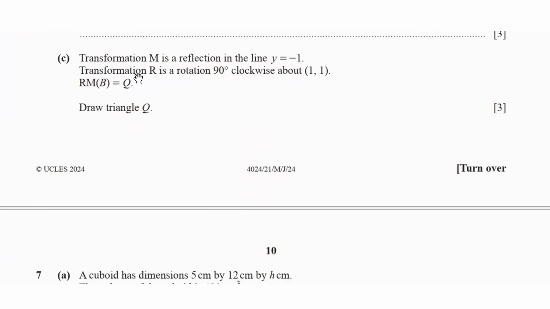Part C: transformation M is a reflection in the line y equals -1. Transformation R is a rotation 90 degrees clockwise about (1, 1). RMB equals Q. Draw triangle Q. RMB equals Q. That means we're going to first transform B using the transformation M. And then we're going to transform that using transformation R. So first, let's reflect triangle B in the line y equals -1.